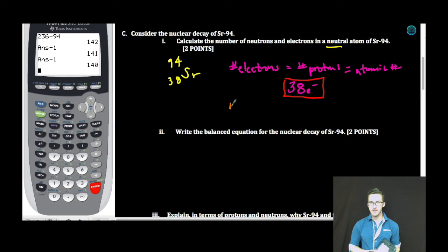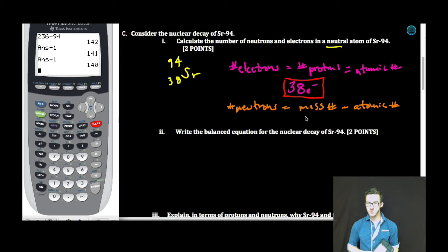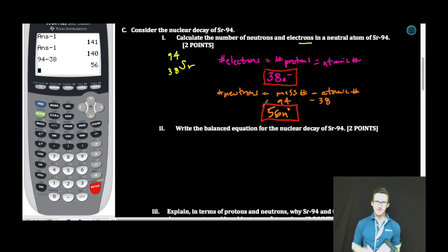Boom for 1 point. Number of neutrons is equal to our mass number minus the atomic number. Remember, the mass number is your protons and your neutrons, and your atomic number is just your number of protons. So my mass number is 94 minus 38. I'm gonna make a quick jump to my calculator. 56 neutrons. Boom. Second point.